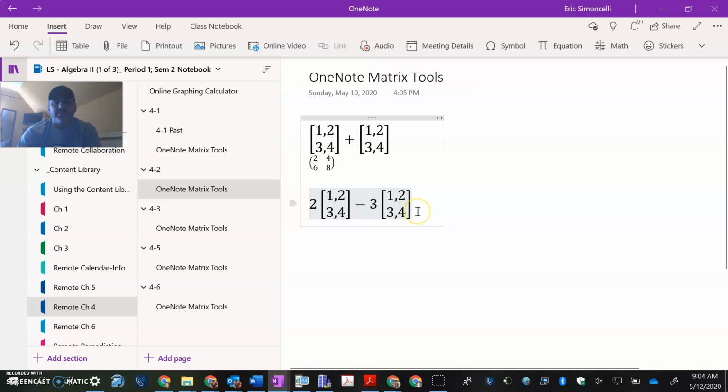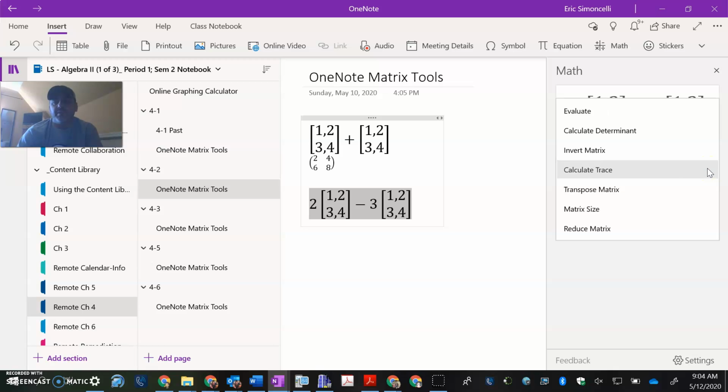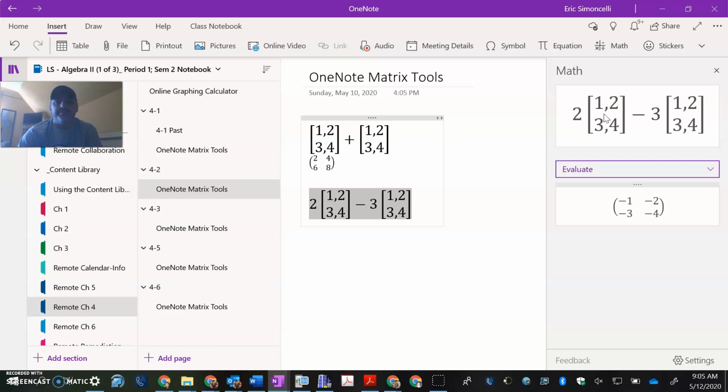Okay, you can hit pause if you're wanting to maybe do this in advance and see if you're right. So we got 2 times matrix, we'll call it A again, minus 3 times matrix A. Think about what it would be. I'll select my action again under math. I did highlight it, by the way, if you didn't see that. And then evaluate. 2 times matrix A minus 3 times matrix A. Press pause if you'd like. Here we go. There's your answer. -1, -2, -3, -4.